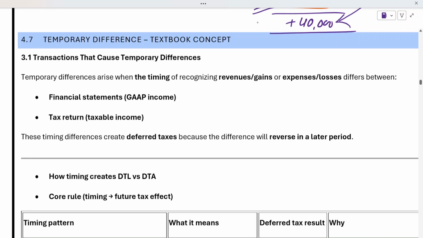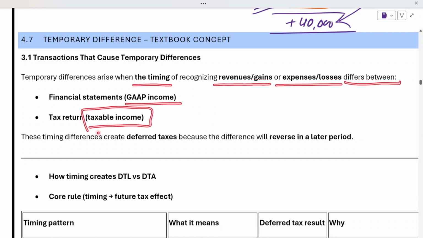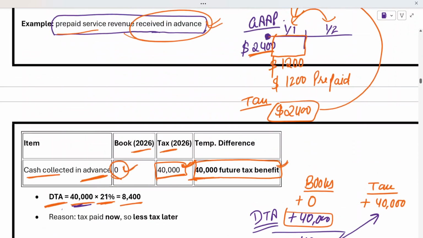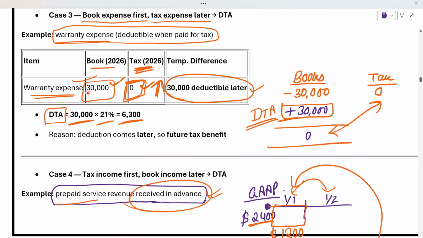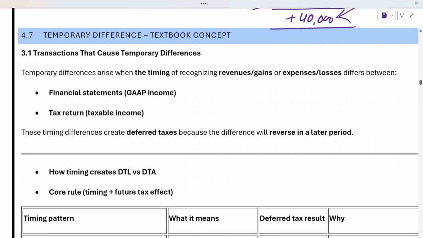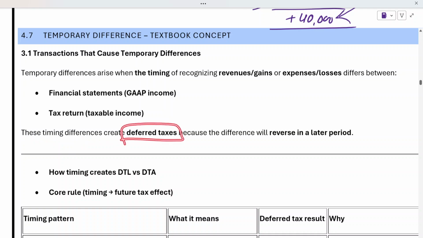Now let's quickly go through this concept through a textbook trajectory. So we can say there are certain transactions that cause temporary differences. Now these temporary differences arise when the timing of recognition of revenue or expenses differs between GAAP income and taxable income. Basically there is a timing difference at what point of time you recognize certain income or expenses. We saw multiple examples, just like warranty, we recognize expenses immediately, but tax says it's not an expense. So there is a timing difference between both of them, and these timing differences create deferred taxes because the difference will reverse at a later point of time.